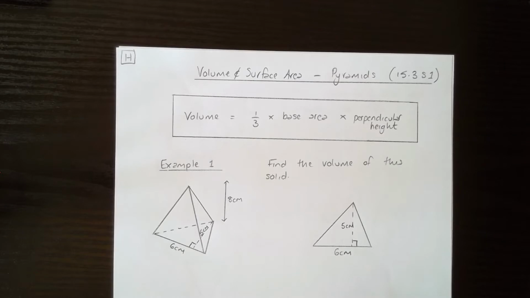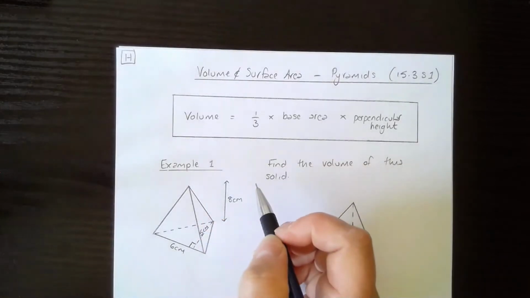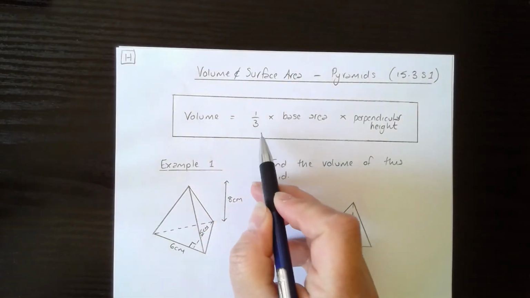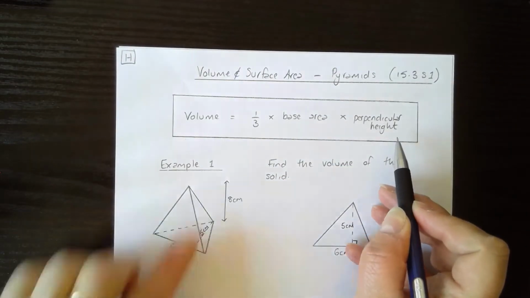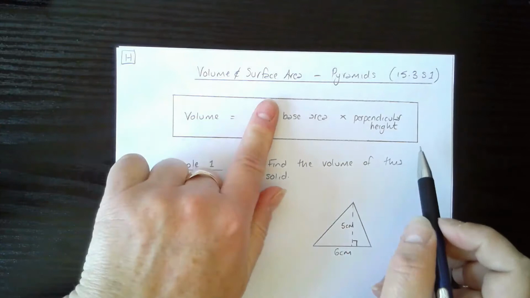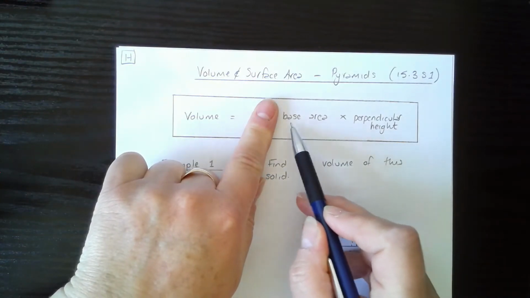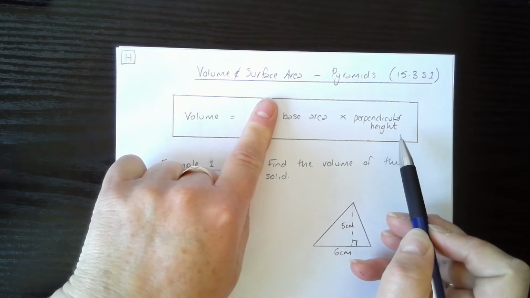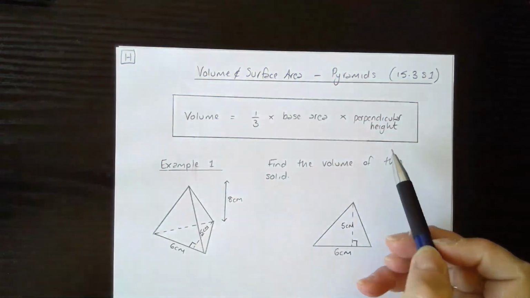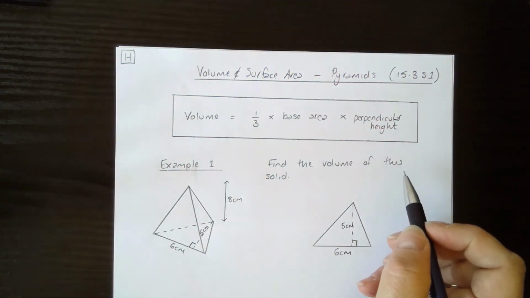So in the case of the pyramid, the volume is 1/3 of this prism. So the formula for the volume of a pyramid is 1/3 times the base area times the perpendicular height. If we ignore that, a volume where we have a base area times the perpendicular height is a prism. So 1/3 of it would be the pyramid.